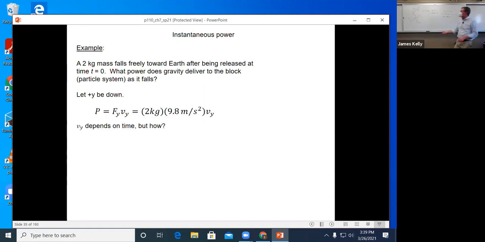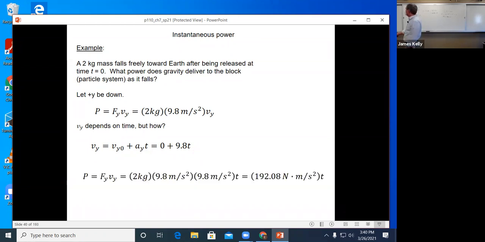I'm not going to spend much time on this, but same formula, right? Let's take plus y going down. Fy is mg, and Vy is some function of time, and we know how Vy depends on time. That's our old kinematics stuff, right? Here's Vy equals Vy initial plus ay t. If we take it to be at rest initially, it's just 9.8 times t. I'm taking plus y to be down, okay? And that means the power is some number times time. So the power is going up linearly with time. Gravity is transferring more power at a greater and greater rate, or doing work at a greater and greater rate as time goes on.